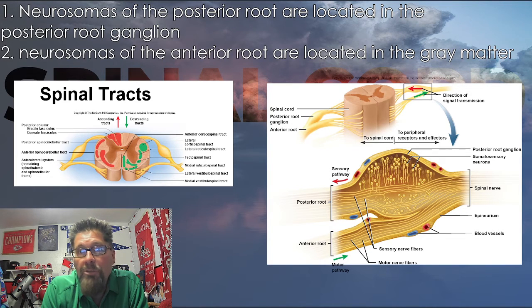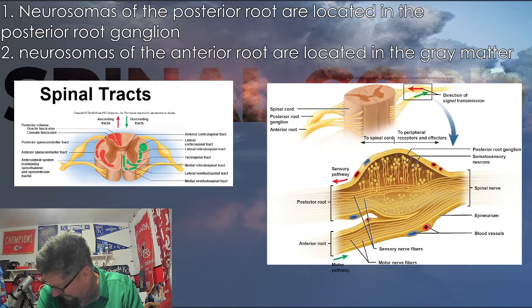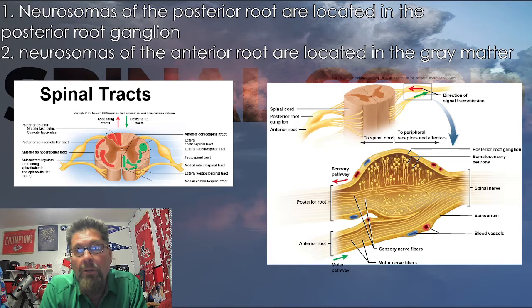For the posterior root, their neurosomas are located within the ganglion itself. In other words, if you're looking at it in two dimensions, it's going to be that top one, but really they're side by side. So it's the posterior, the one in the back. And then the neurosomas for the anterior are located in the gray matter, that anterior horn of the butterfly, the gray matter.